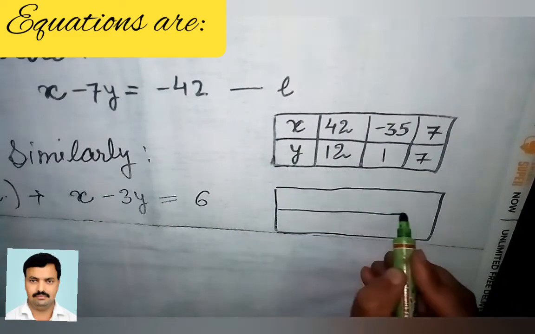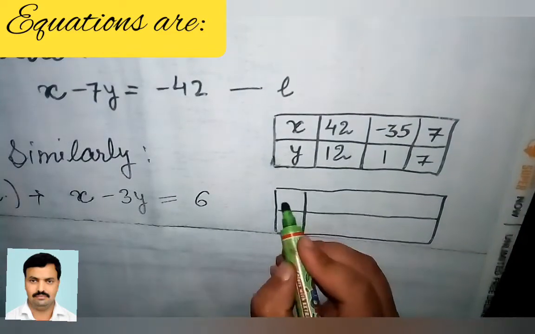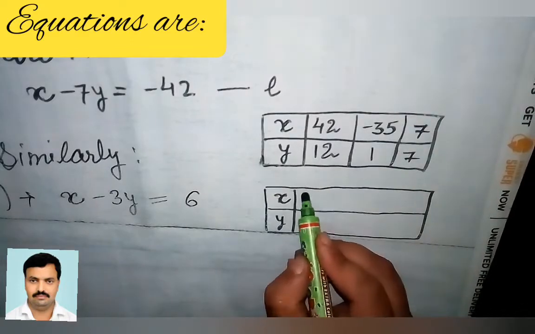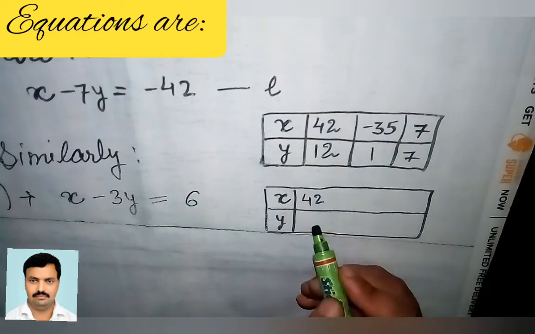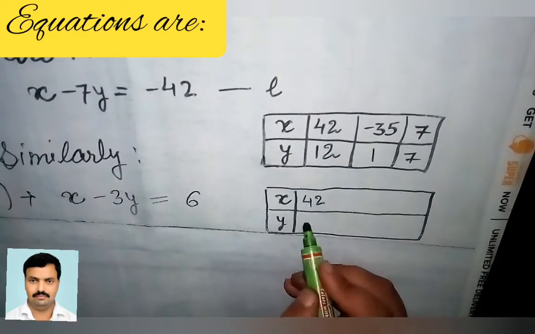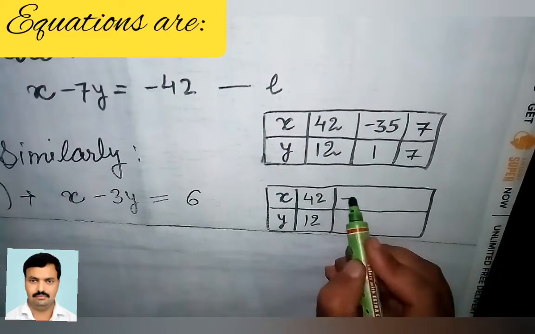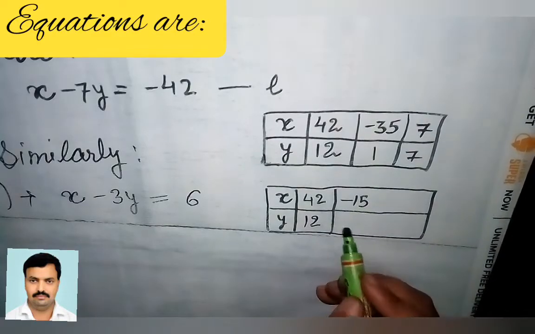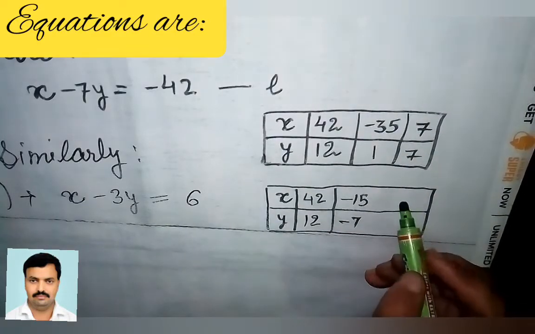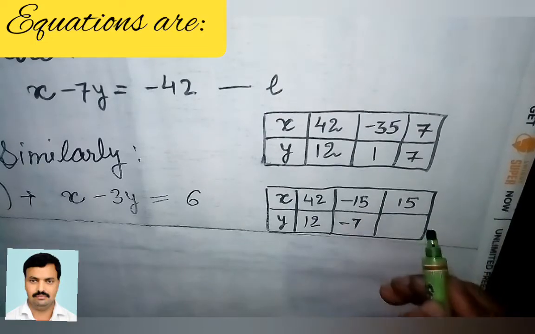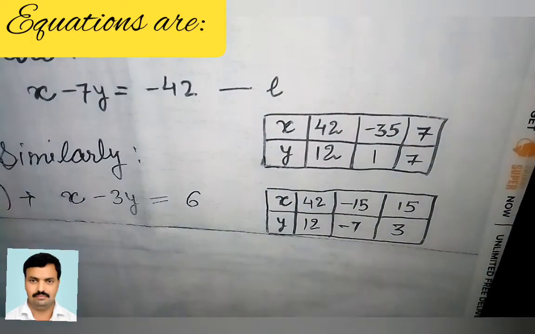Remember, you have to follow the same procedure you followed for the first one. If I am taking x as 42, y will be 12 in the second equation also. If I take x equals minus 15, y will be minus 7, and if I take x equals 15, y will be 3. Now let us draw the graph for it.